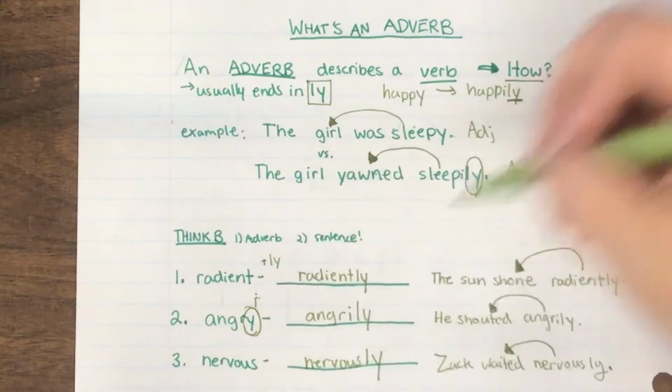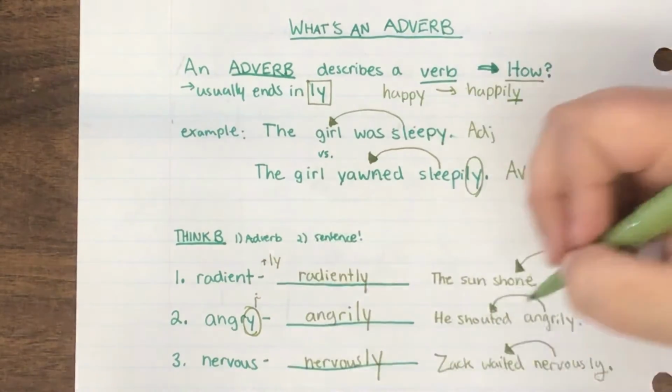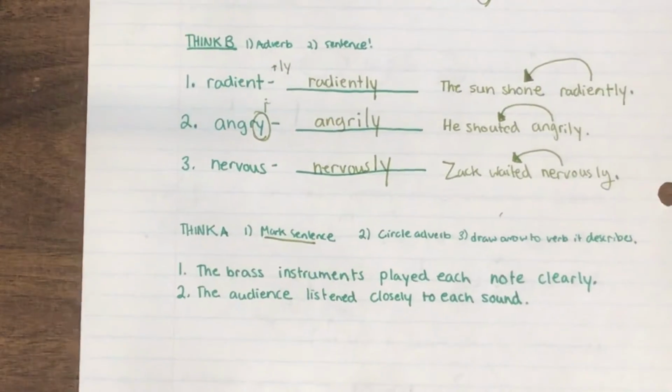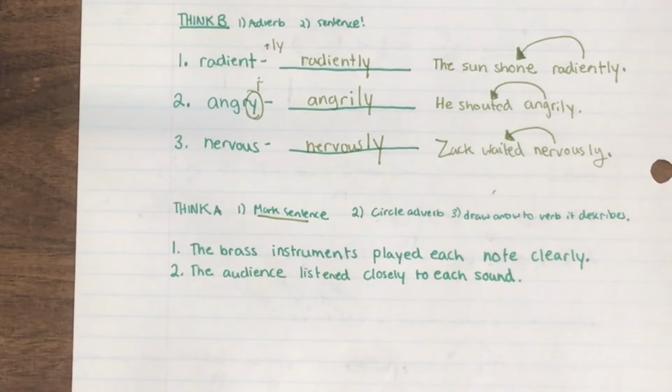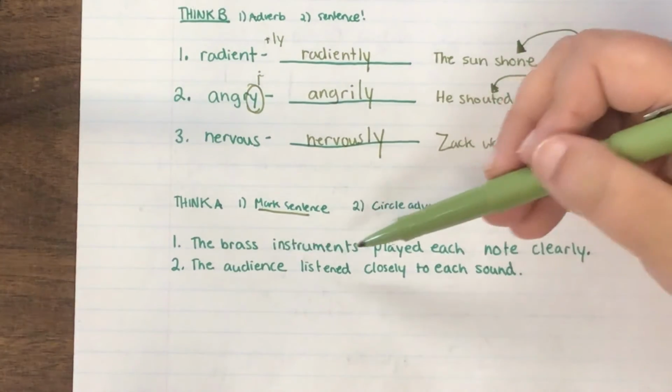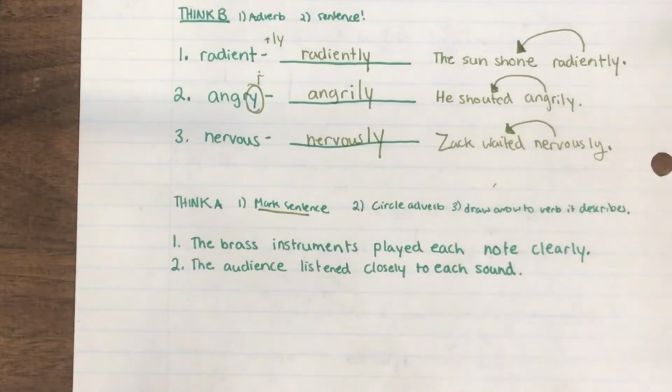So in Think A, we're going to do three things. We're going to mark the sentence. We're going to circle the adverb. And then we're going to draw an arrow that connects the adverb to the verb that it describes. So here's my first sentence. I'm going to start with Think A. Number 1. The brass instruments played each note clearly.